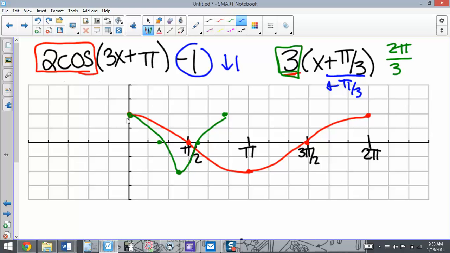So it says backwards by pi over 3, which is about 2 and a bit tick marks. So back 2 and a bit and down 1. And so this blue graph is my final cosine graph.